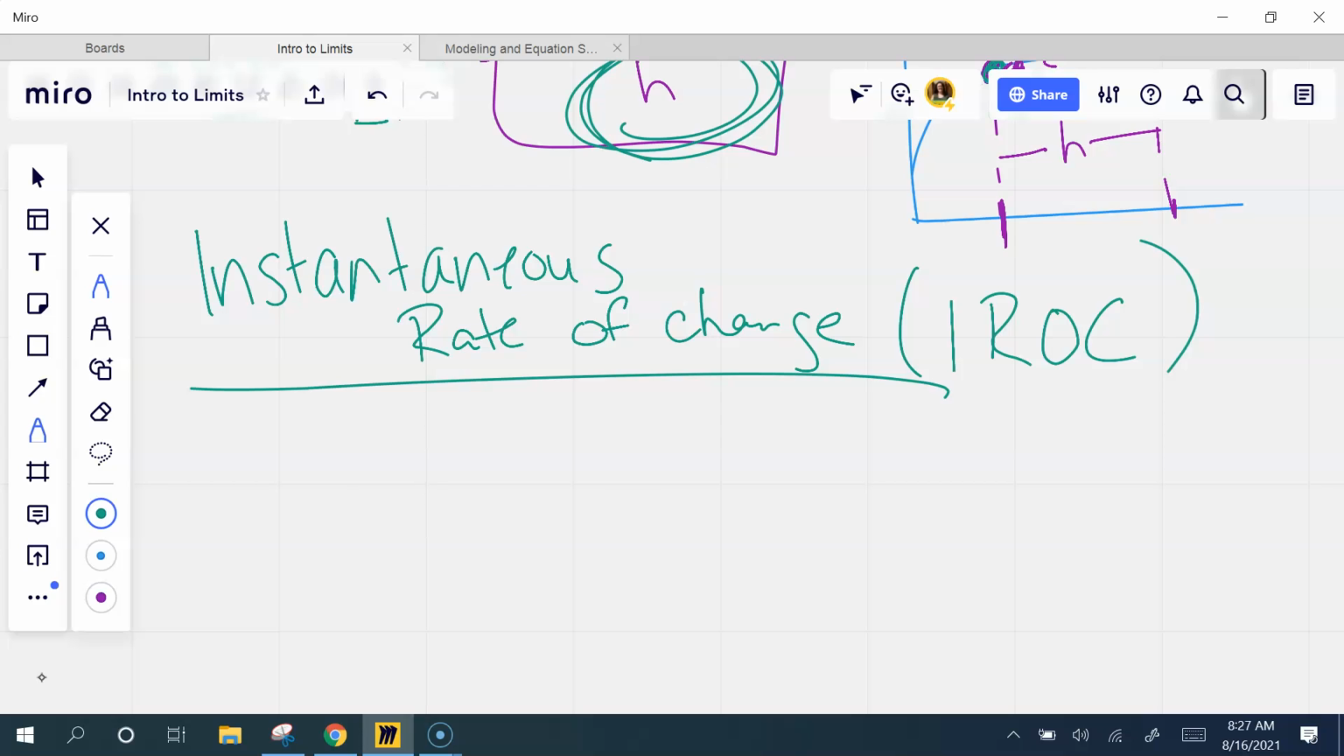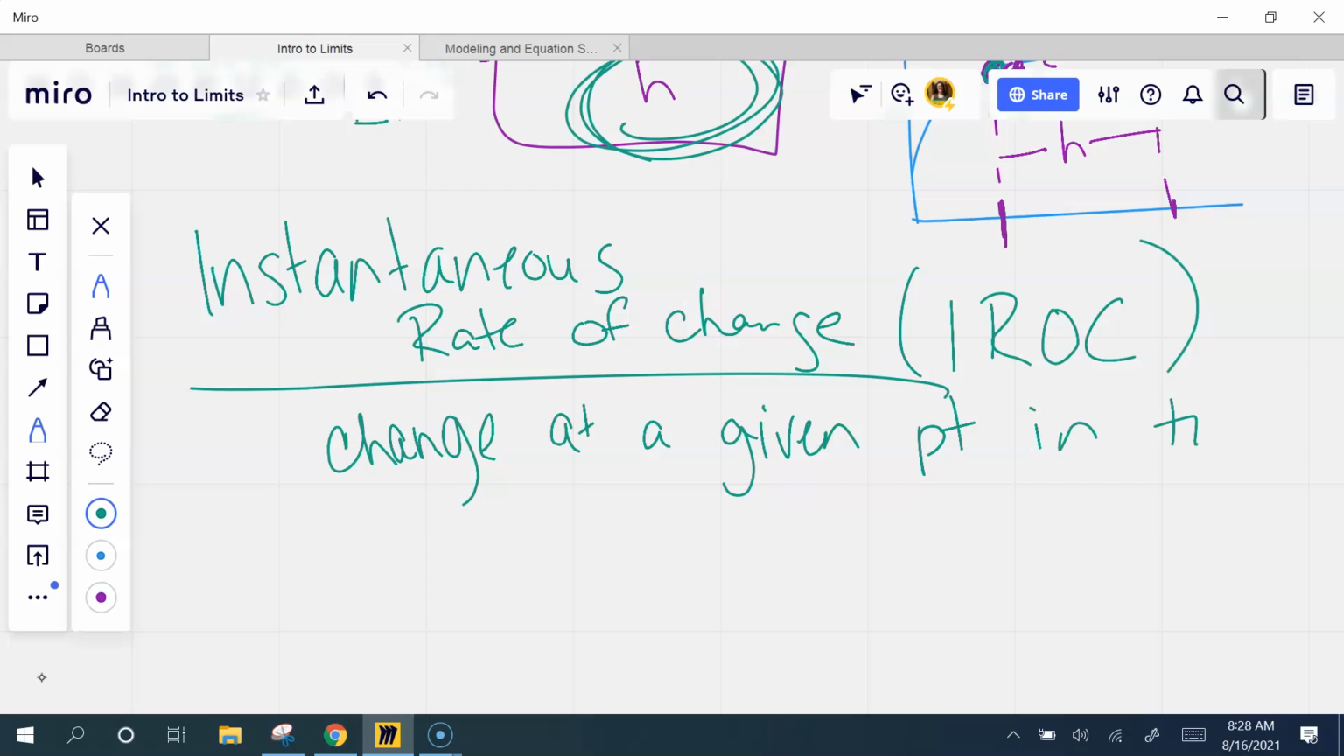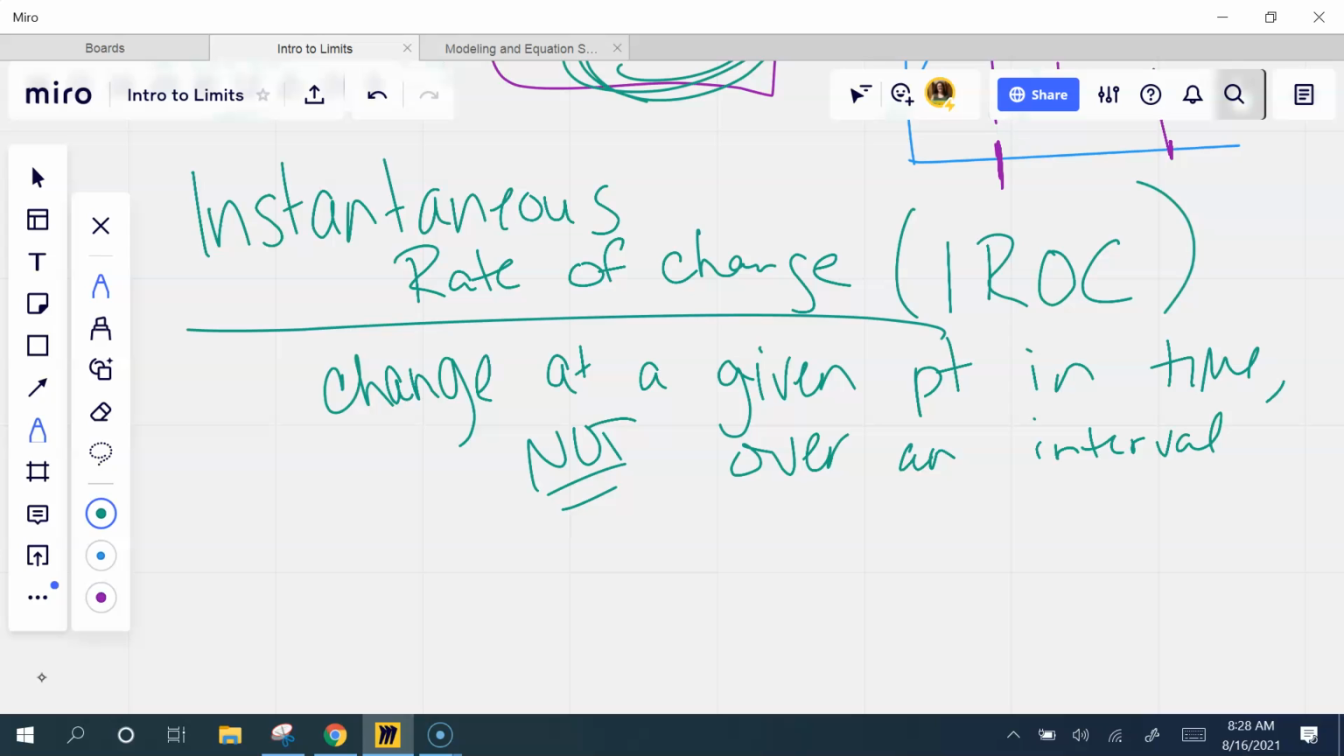Okay. This is the change at a given point. This does not occur over an interval. I wanted you to get there before I just told you what it was. So basically, if it's like a regular slope, you use that first equation. If it's this, you're going to have to use the other. Right. So this only happens with 1 point.